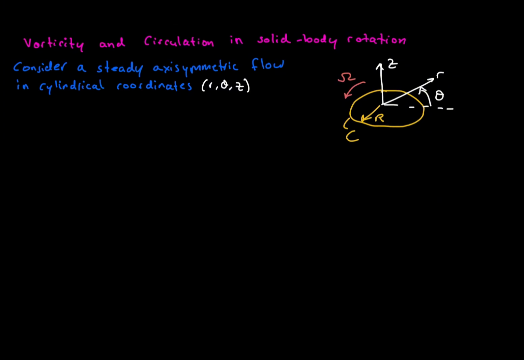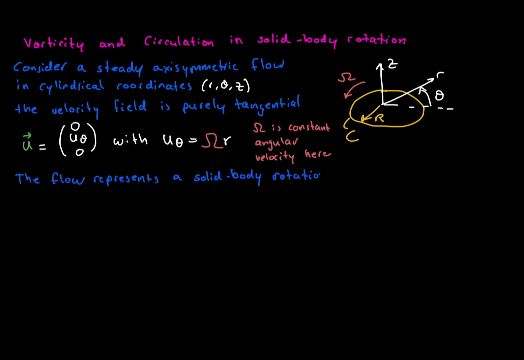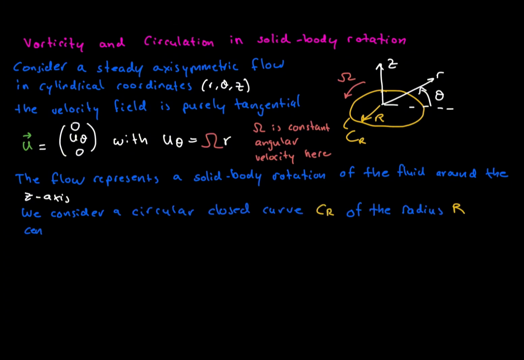We consider a steady axisymmetric flow in cylindrical coordinates r, theta, and z. The velocity field is purely tangential. That means there is no radial velocity and no axial velocity. The fluid moves only around the center. The tangential velocity is given by u theta equals omega times r, where omega is a constant. This flow is called a solid body vortex because the fluid rotates like a rigid disk. A particle farther from the center moves faster, exactly like in ordinary rotational motion.